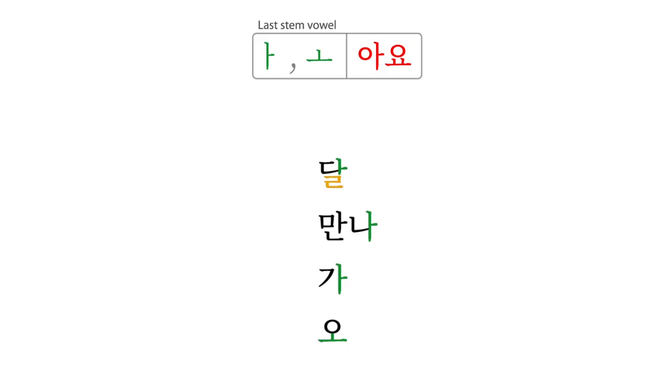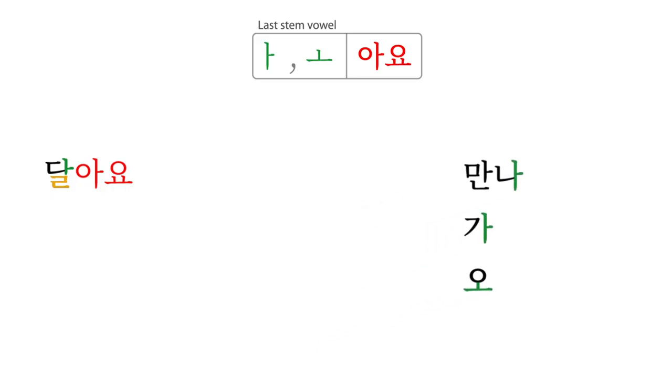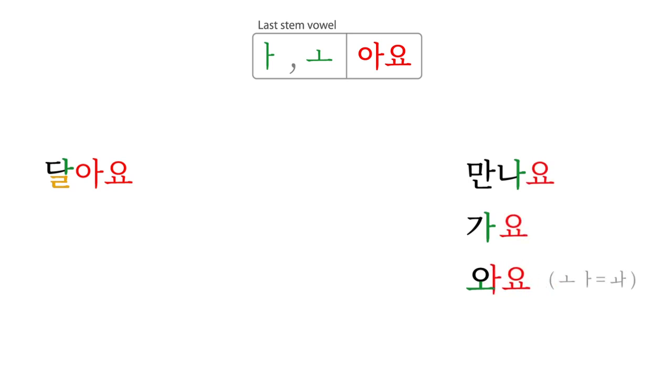Next, we check if the stem ends with a consonant or a vowel. If the stem ends with a consonant, we simply add 아요, 달아요. But if the stem ends with a vowel, we either add only 요, or we combine the two vowels. 만나요, 가요, 와요.